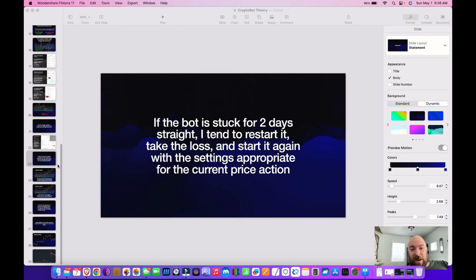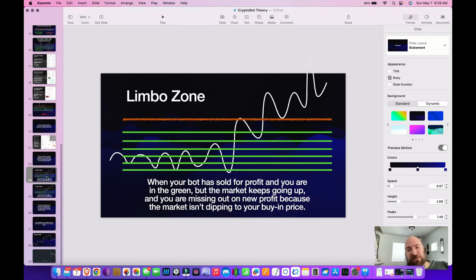So we've talked about what happens when the bot goes into the red, when it starts dipping below the price range you're in. But what happens when it does the opposite? I call this the limbo zone. Your bot can still end up stuck if it goes to its maximum sell order, it sells out of your position, and now it's waiting for a dip before it does another buy, but it doesn't dip. Now it just keeps on going up, and now the market exists in a different price range, and your bot is stuck for a whole new reason.